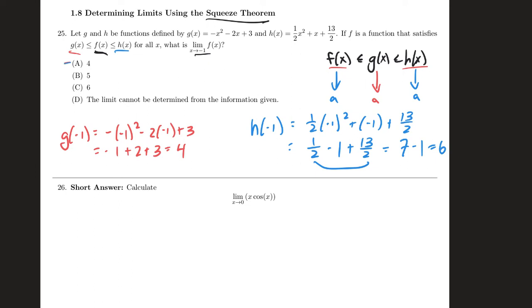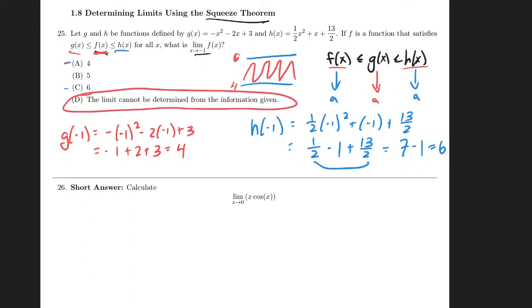So g of -1 is 4, h of -1 is 6, and that doesn't give me enough information for the squeeze theorem, because if one's up here at 6 and one's down here at 4, there's still this whole area that this middle function could be in. So it doesn't give me enough information, so D is the right answer.